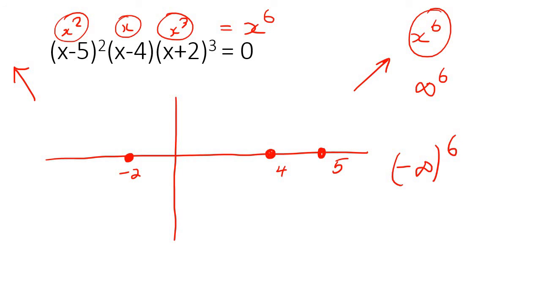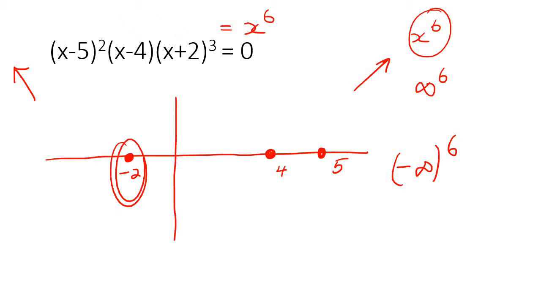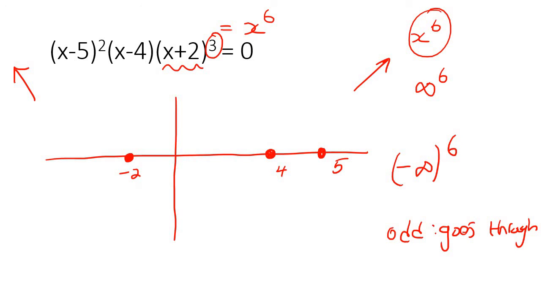Great, but that's not enough to know how to draw this. We don't know if maybe it's going to turn here and then go through there, or maybe it's going to go through there and then turn, or maybe it's going to go through and through. We don't know. So we need to look at multiplicity. For the -2 part, we know that we're going to get that from there. It's an odd number. If it's odd, then it goes through. Okay, so let's make it go through quickly. So there we go.